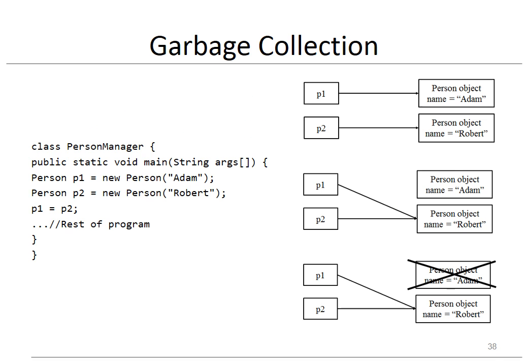Let's illustrate this with an example. A person variable p1 is declared and initialized to a newly created person object with the name Adam. A second person variable p2 is declared and initialized to another newly created person object with the name Robert. The variable p1 is then reassigned to the reference object of p2. The person object with name Adam no longer has any references pointing to it, so it becomes eligible for garbage collection, as you can see illustrated.